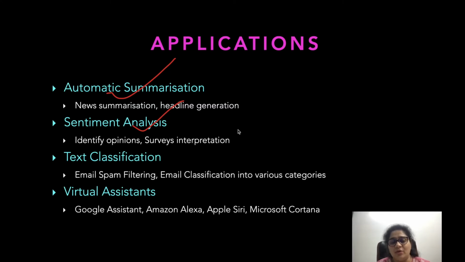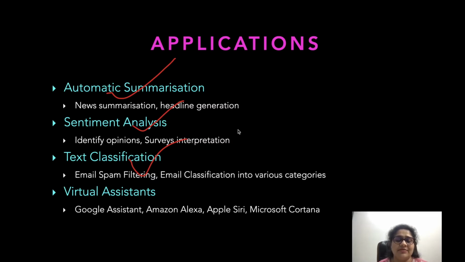So that is where NLP is also very useful. Now another third part is text classification. So text classification, first example is email spam filtering. If you remember, just a couple of minutes ago, we had already discussed it, right?